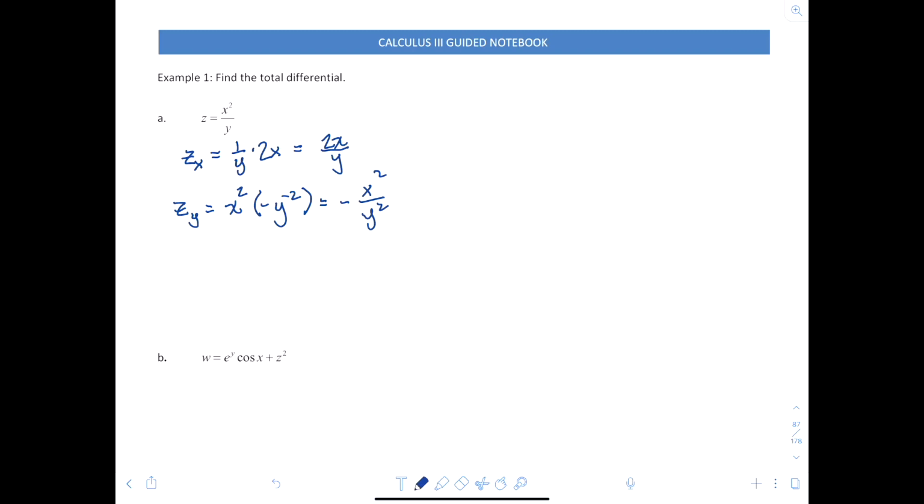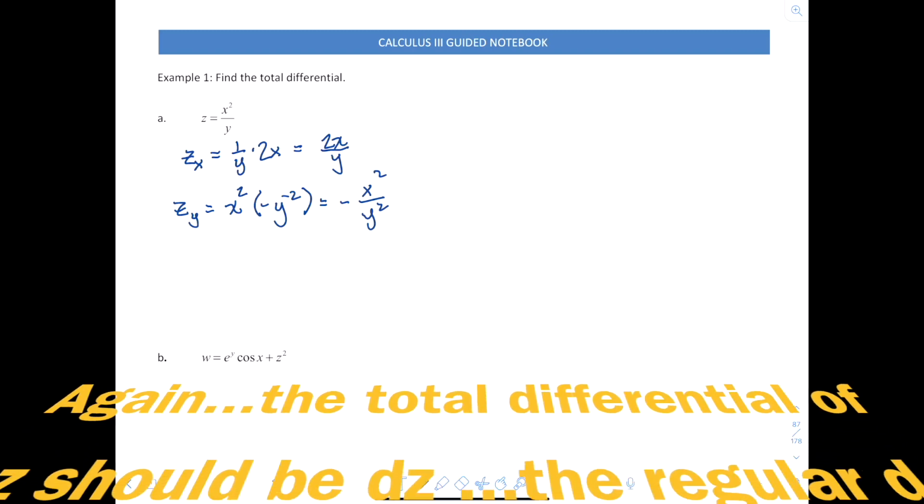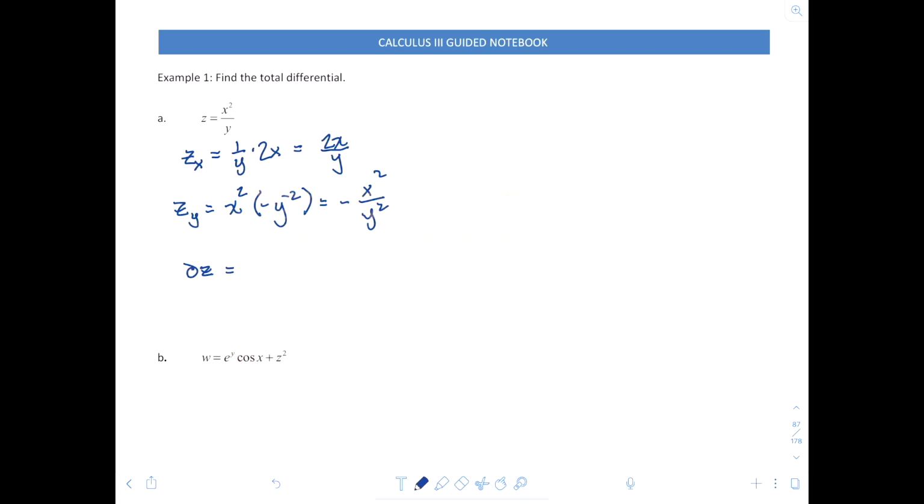Cool, cool? So our total differential is going to be, so dz will be equal to 2x over y dx, and then minus x squared over y squared dy.